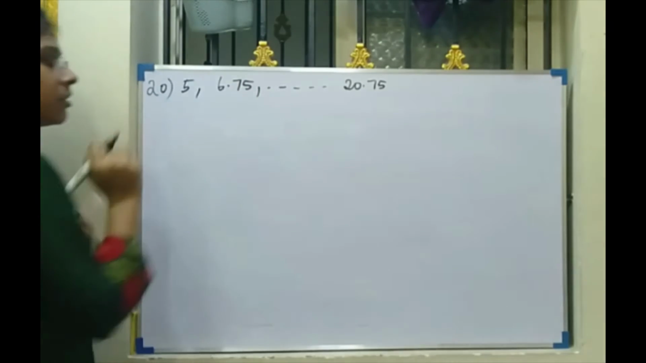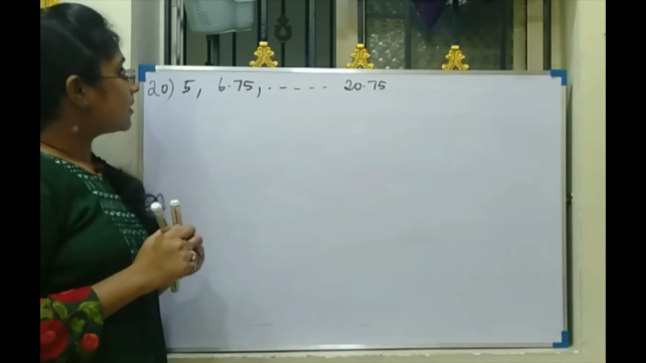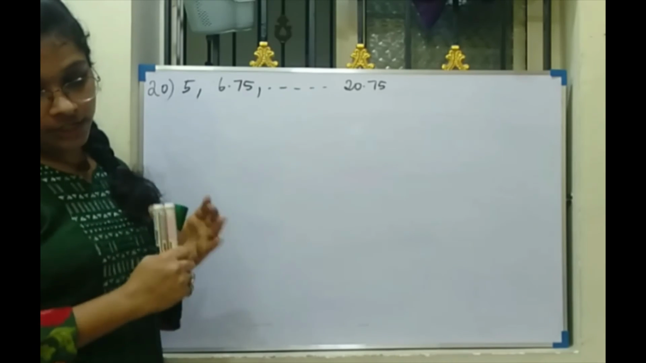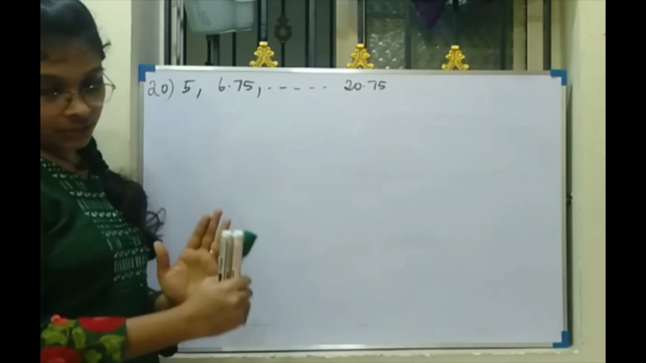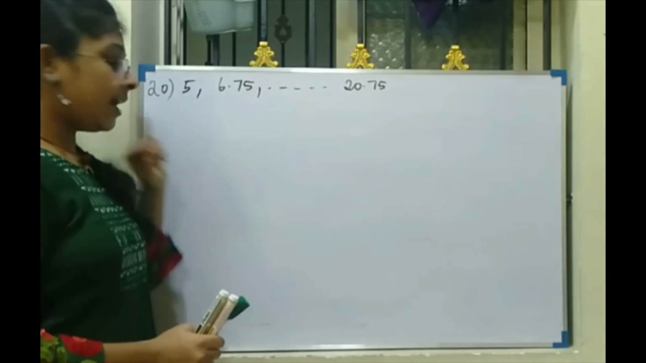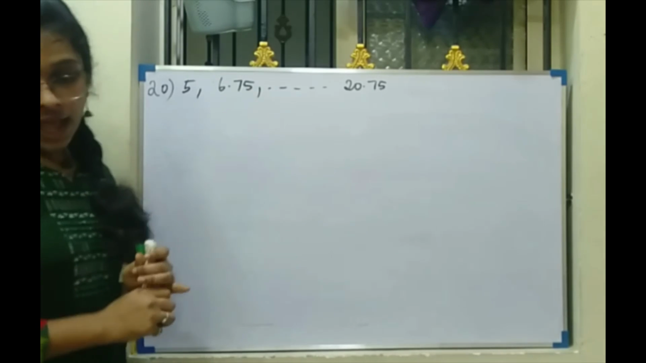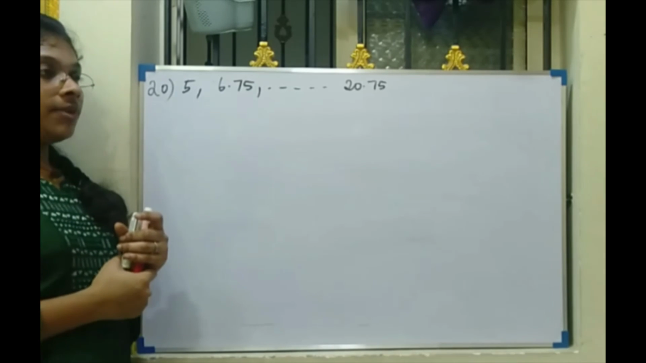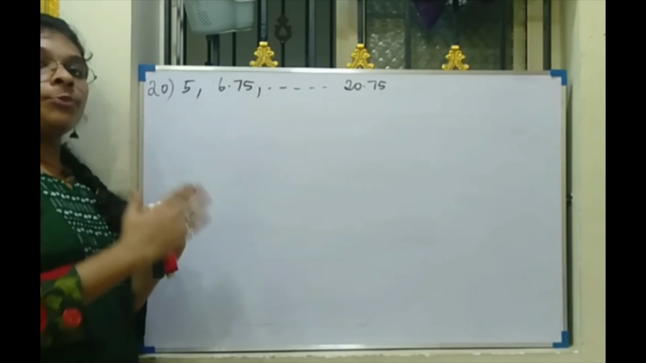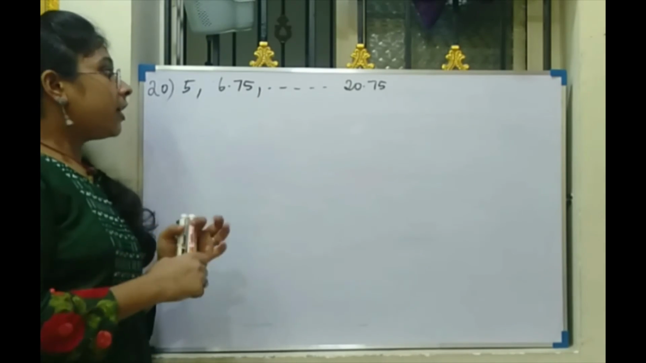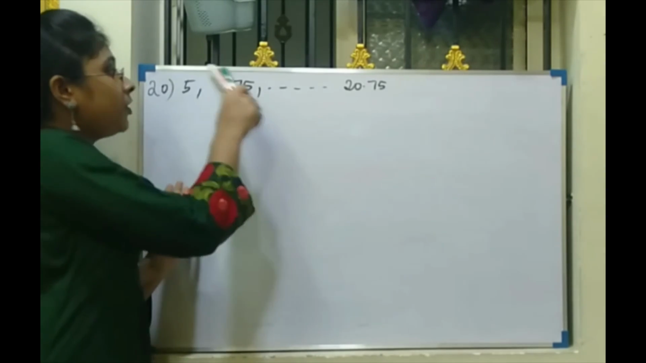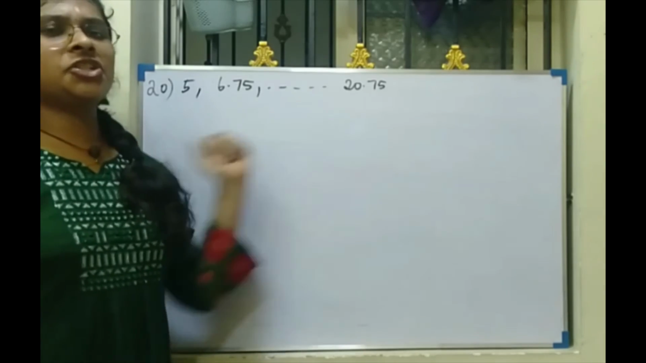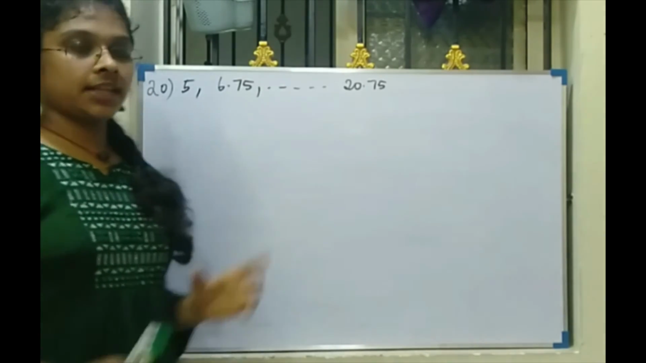How did I get this? Guess it. Here in this question they have said Ramkali saved ₹5 in the first week of the year. So my first term will be 5. And then increased her weekly savings by ₹1.75. They have given that she saved 1.75 weekly. So 5 plus 1.75 and it goes on like that. And we need to find how many weeks did she need to save 20.75.